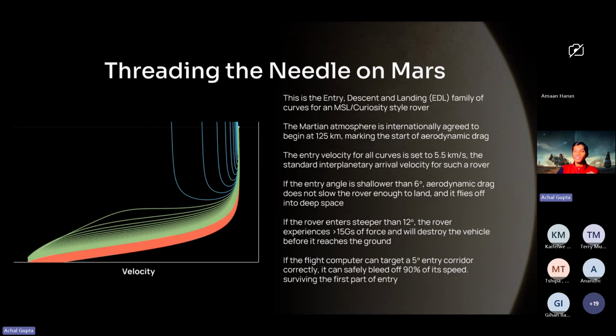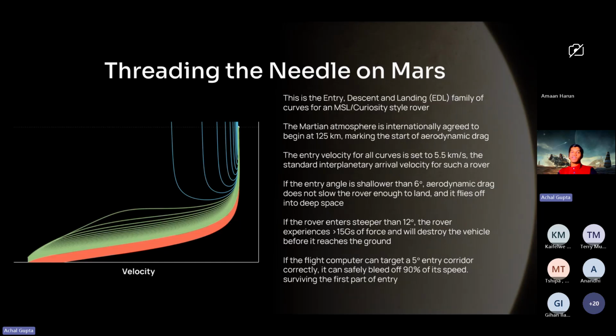So let's say we undershot, which is we didn't dip into the atmosphere enough. Well, those are the blue curves. You essentially fly back out of the atmosphere. But let's say we enter the atmosphere too much, right? Our angle of attack was too steep. Well, two things will happen. Either we will reach the ground so quickly that the atmosphere won't be able to slow us down and we'll crash, or the amount of G-forces on the rover will be so high that it essentially damages itself.